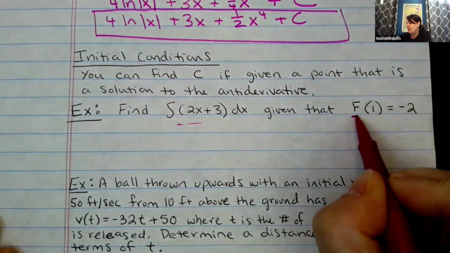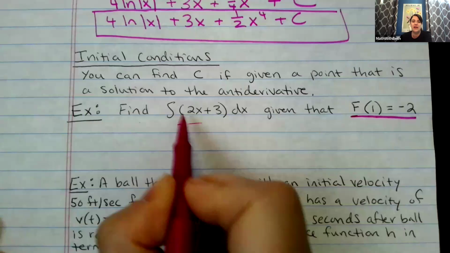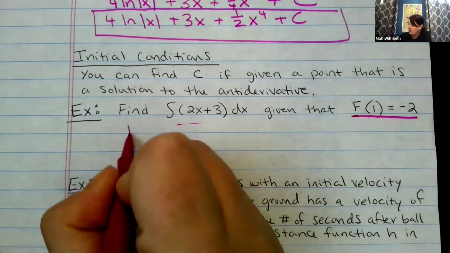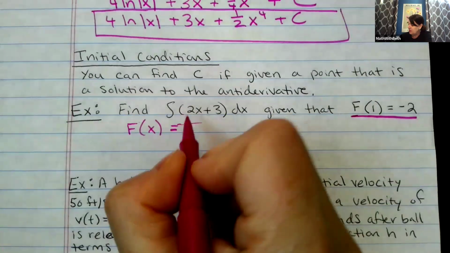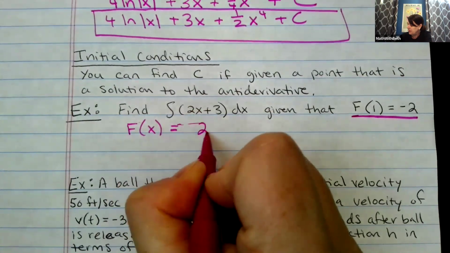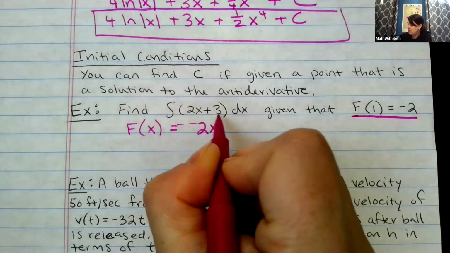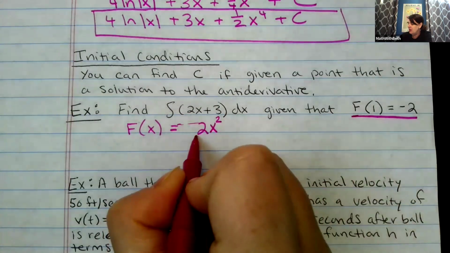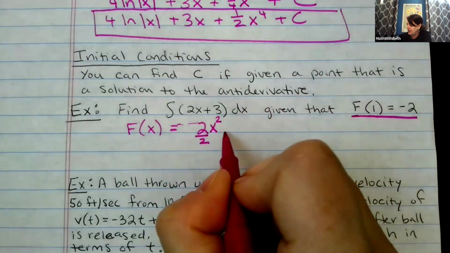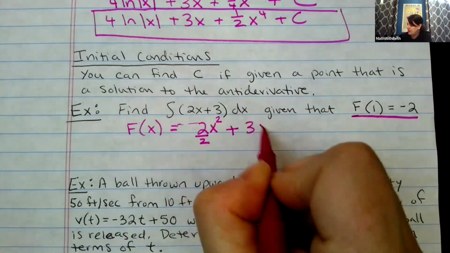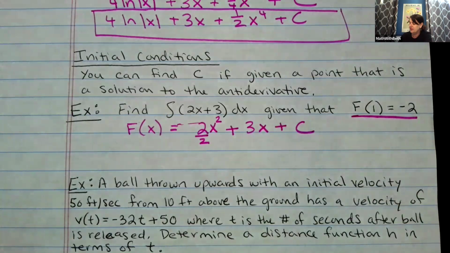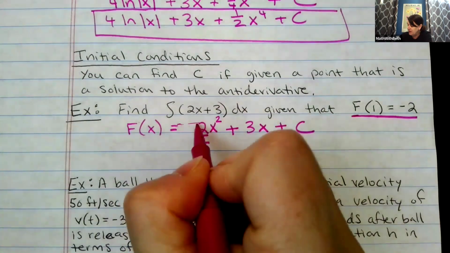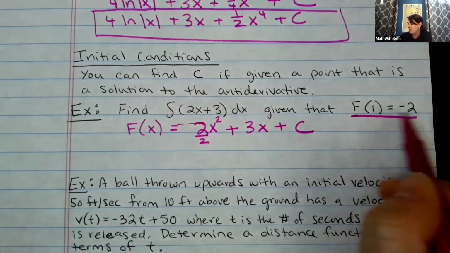So again, they're giving you a capital F here, so that's not something I could plug in right now. It's something I can plug in after I do the antiderivative. So power rule, I'm going to add 1 to the power, but also divide by that same power. The 3 turns into 3x, and we have our plus c. So we would be done normally, except we have more information.